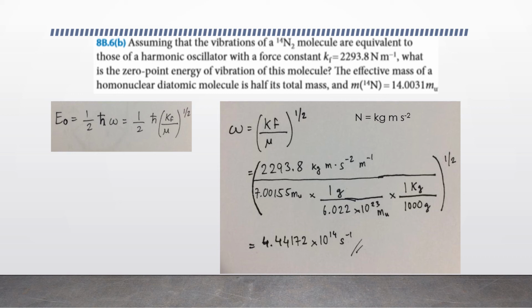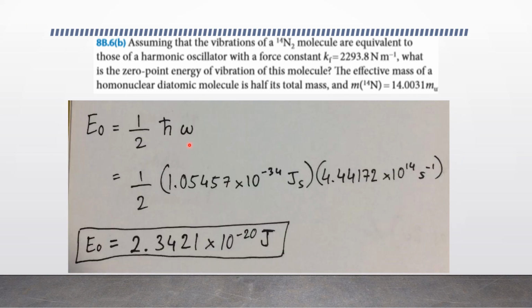So the units will cancel, the grams will cancel here, kilograms will cancel, and meters will cancel, all over raised to 1/2. Therefore giving us the final answer of 4.44172 times 10 raised to 14 per second.